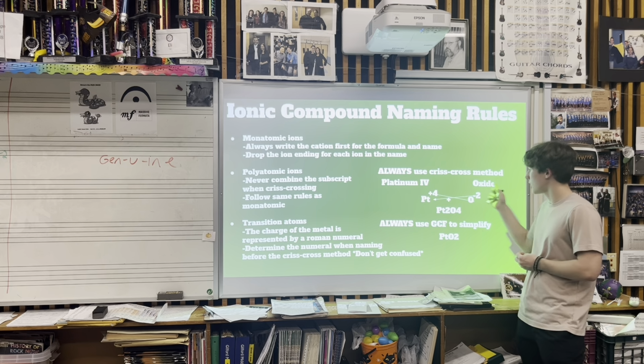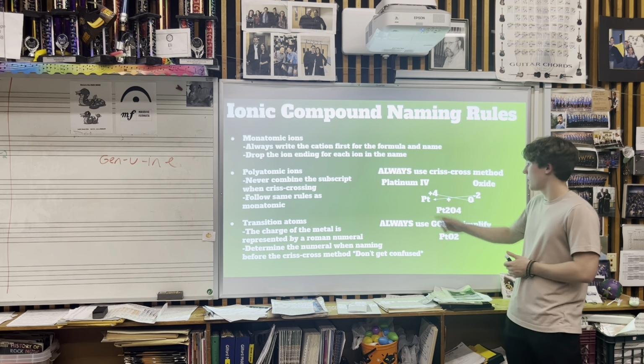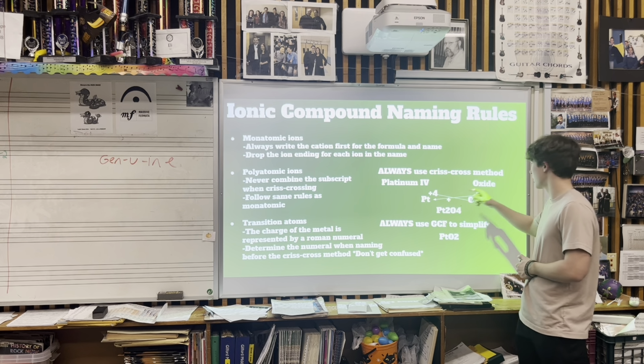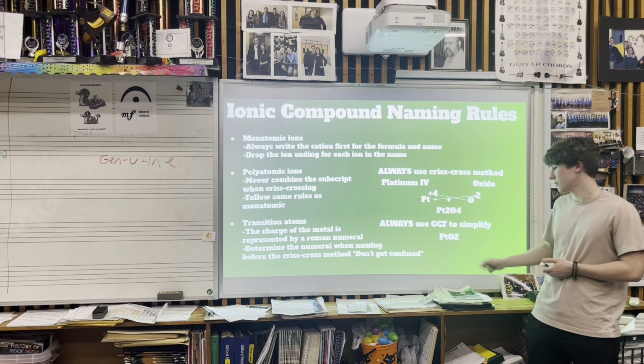We have platinum 4 and oxide. Platinum 4 means it has a charge of 4, and oxide has a charge of -2. So you want to crisscross them and put 4 as the oxygen subscript and -2 as the platinum subscript, or not negative, but 2. And so you have Pt2O4. Then you see that this can be simplified using the GCF because 2 can go into each. So you end up simplifying and get PtO2.